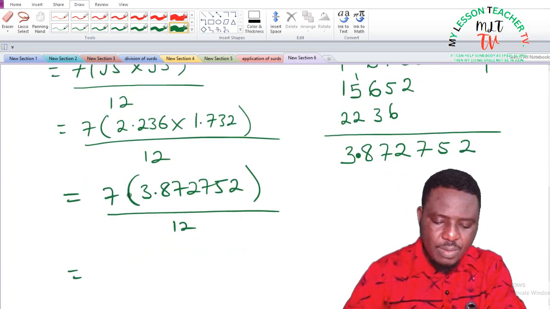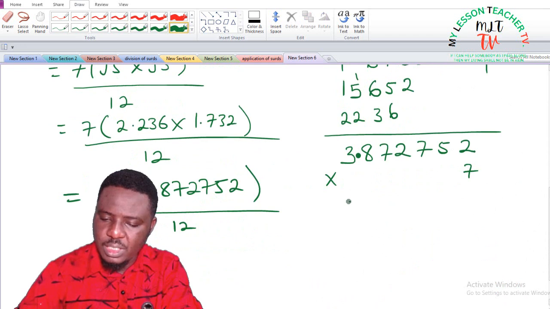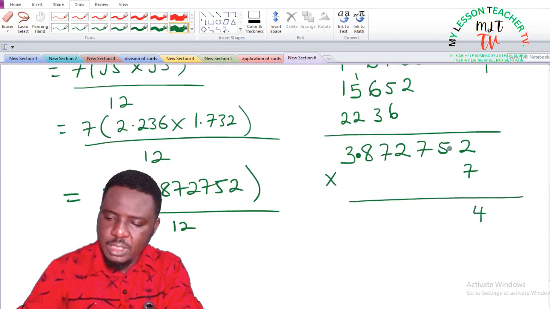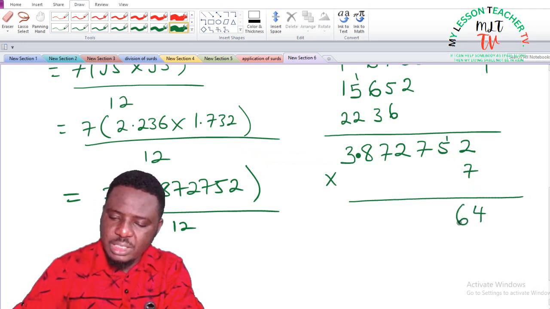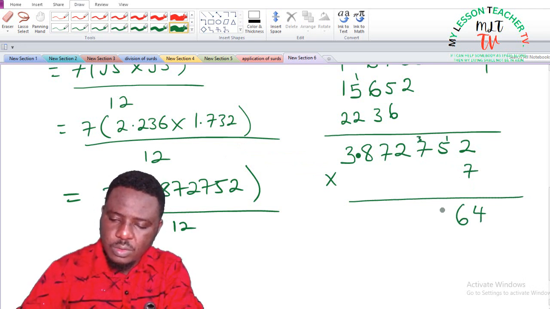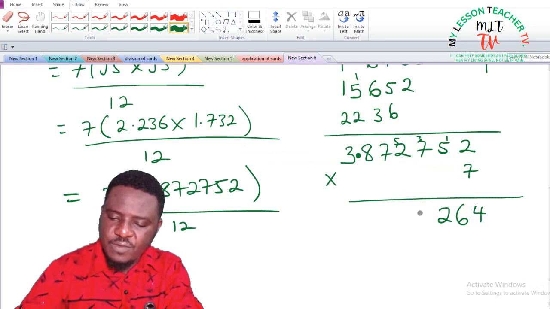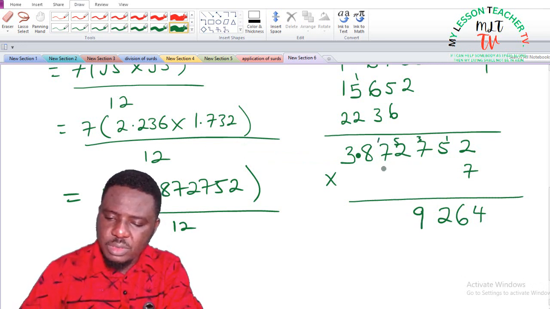I'll still multiply this by 7. So if I multiply this by 7, this gives me 7 times 2 is 14, carry 1. 7 times 5 is 35, plus 1 is 36, 6 carry 3. 7 times 7 is 49, 49 plus 3 is 52. You write down 2 and carry 5. 7 times 2 is 14. 14 plus 5 is 19. You write down 9 and carry 1. 7 times 7 is 49, plus 1 is 50.